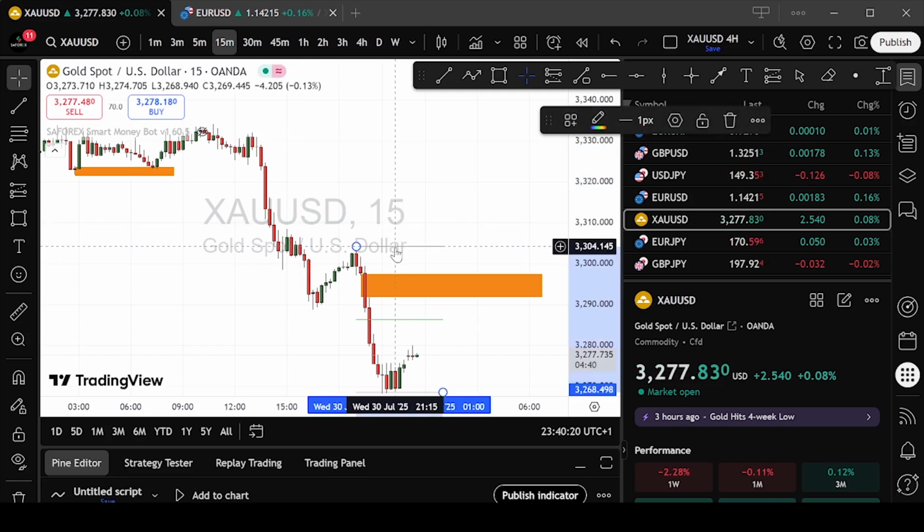Then you come down to the lower time frame, 15 minutes, and you pick your entries in that part, correct? So you don't want to get stopped out because your entry went against your higher time frame perspective.